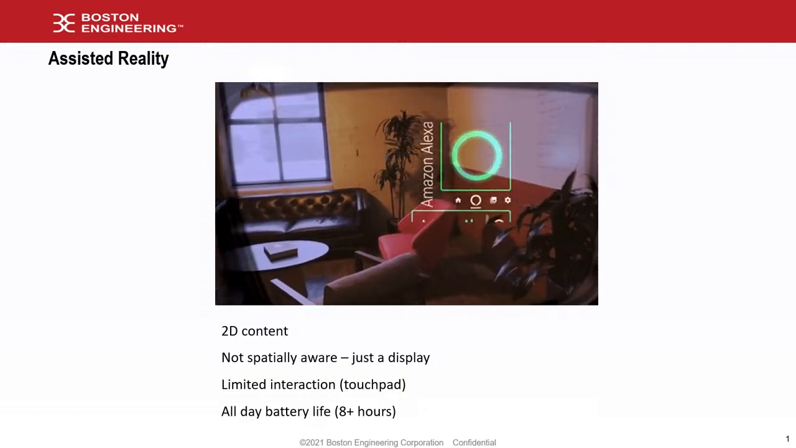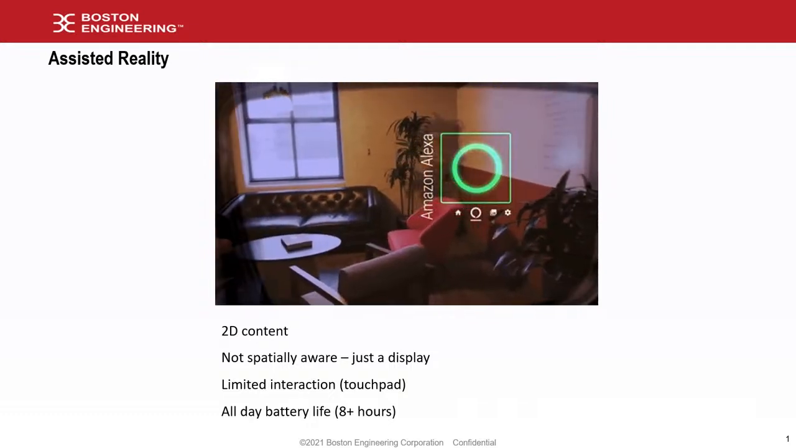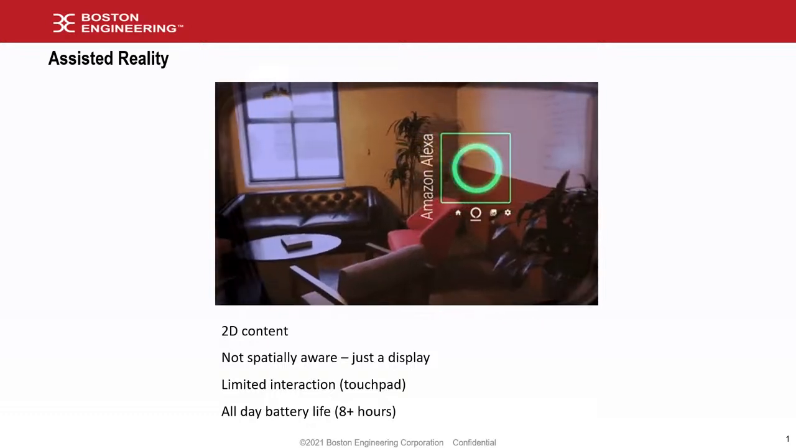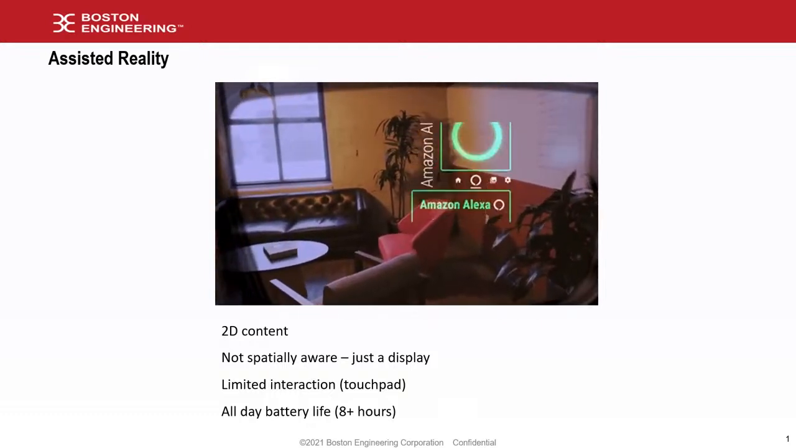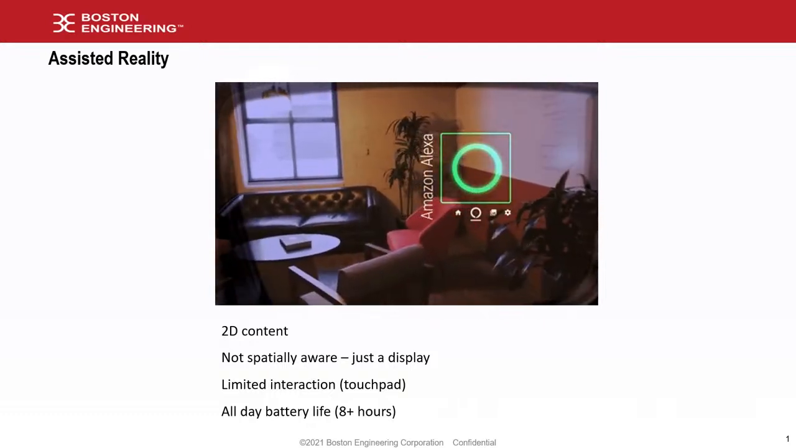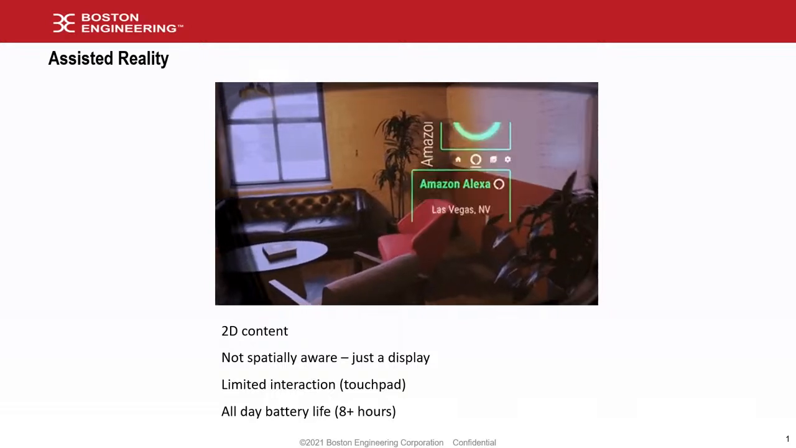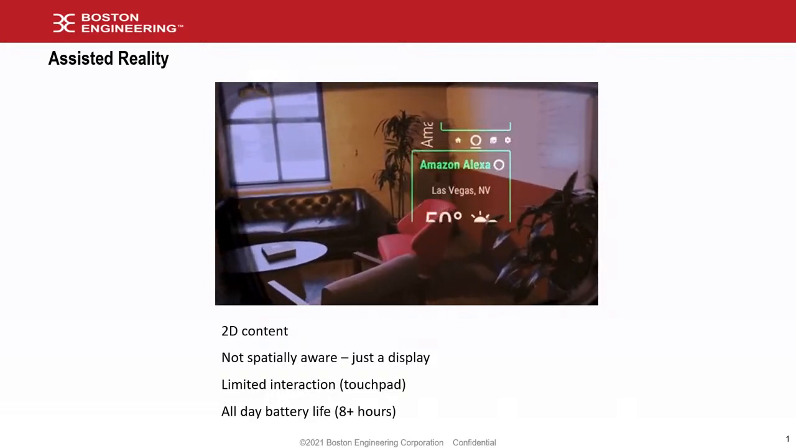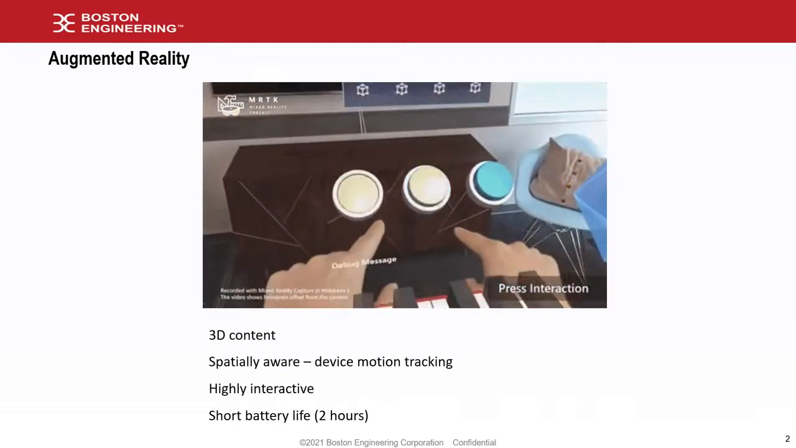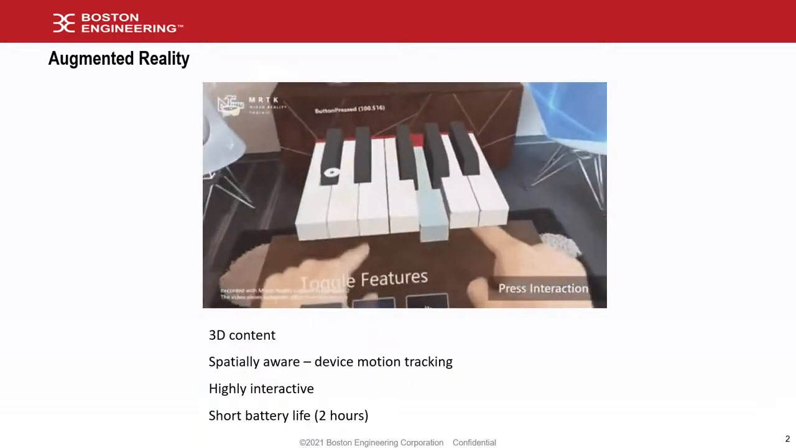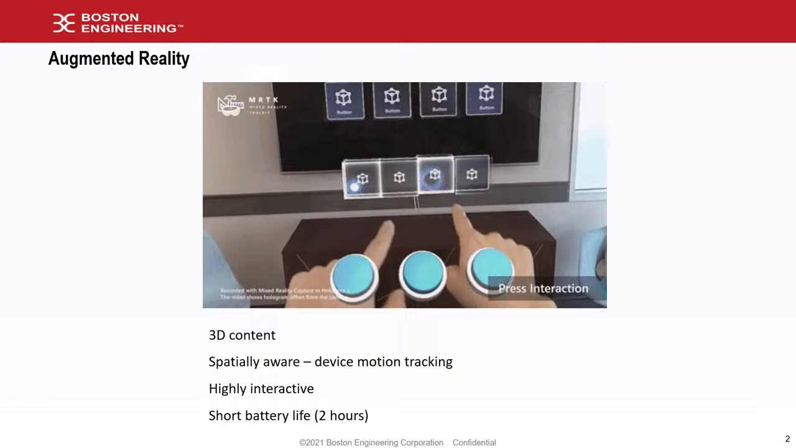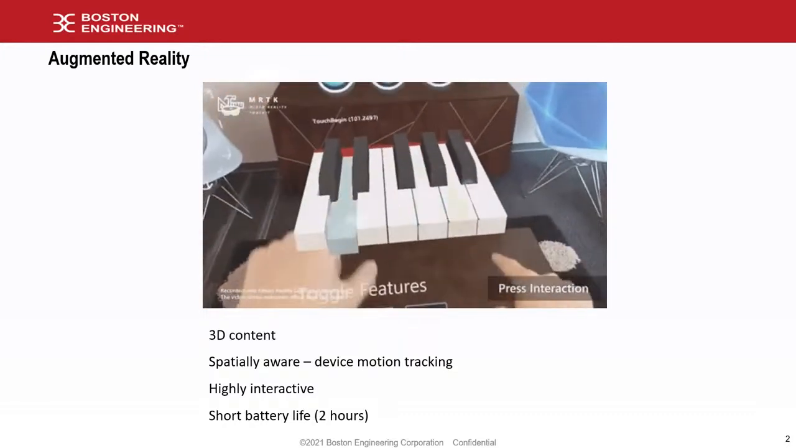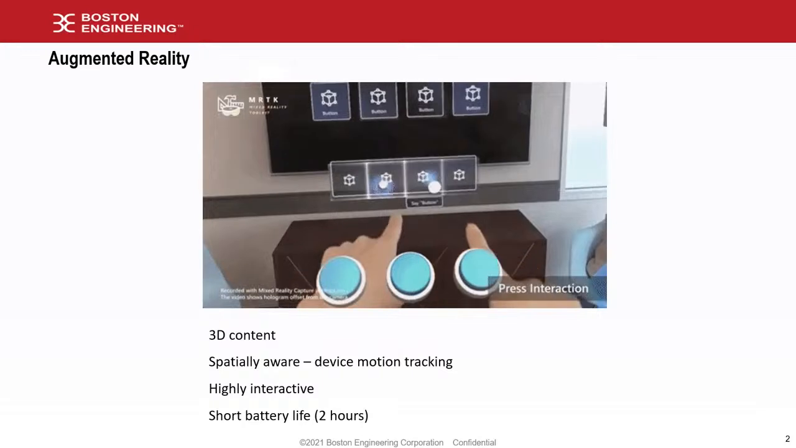So one thing to note in that video that's playing is that when that user is moving their head left to right, that content is staying with the user. It's not being locked into that physical world. That is what we would consider not spatially aware. While in this video, as that user is moving around, that content is being locked in. That is what we would consider spatially aware. It has a place in the physical world.